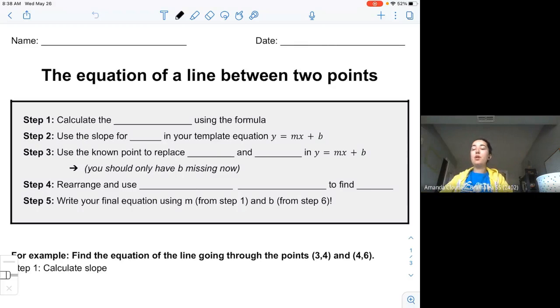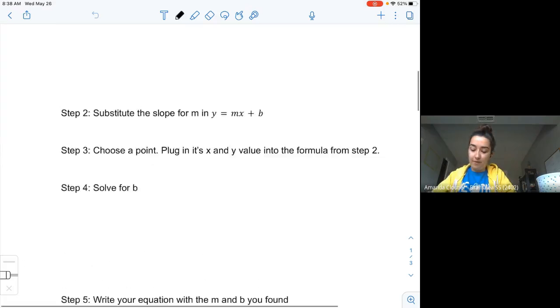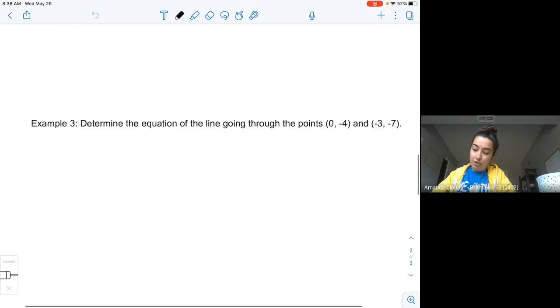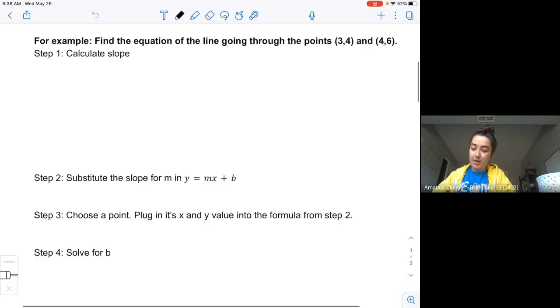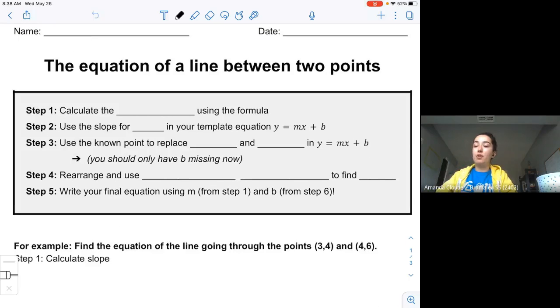Okay, so we have the equation of a line between 2 points, and these are the steps that we're going to follow. First we're going to write out all of the steps, and then I'm going to do one example using the steps, one after one after one. Then we have 2 more examples that we're going to do together as a class. Afterwards, I have some examples for you to do on your own, where you can show me your math and I can help you that way.